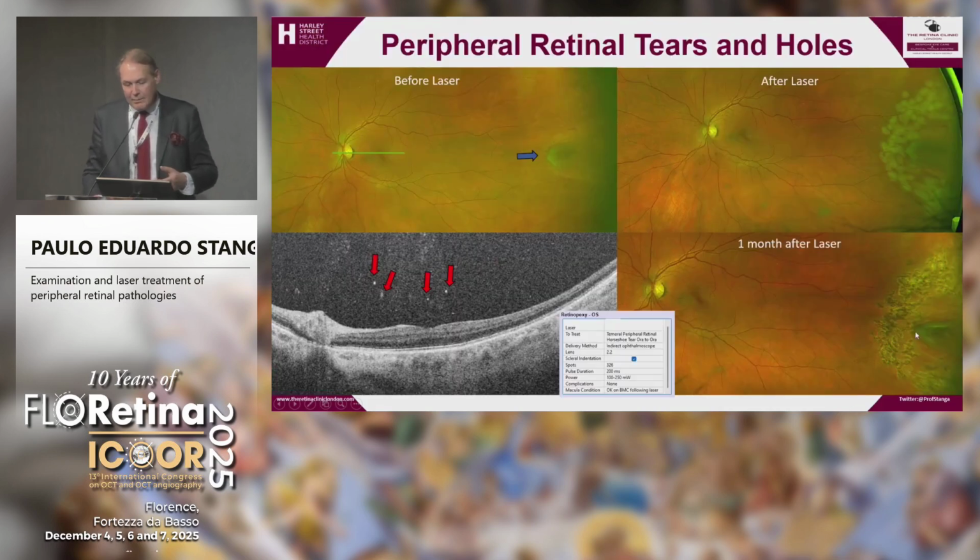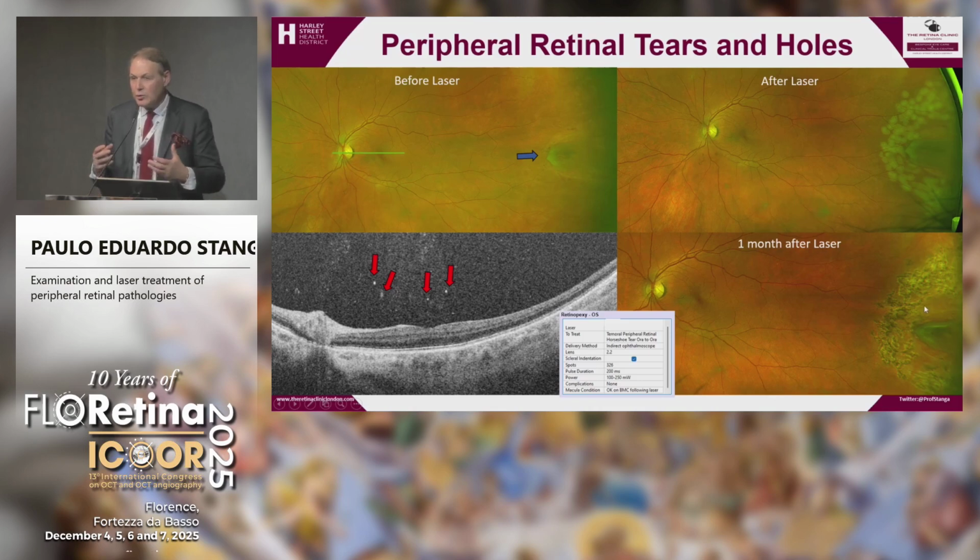This is another example. This is straight after the laser. You can see the type of pattern that I do, and this is a month later. You can see that I've gone all around the tear. It's a large tear before, straight after the laser, and a month later you can see the pigmentation.